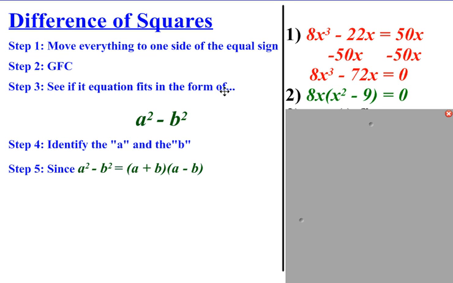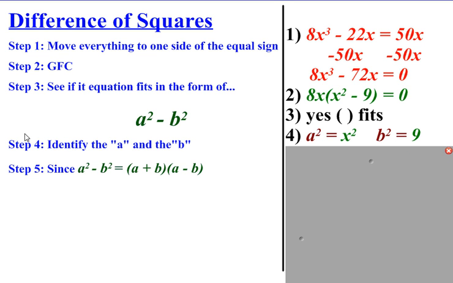See if the equation fits into the form of a squared minus b squared. We said that it does inside the parentheses here. X squared is our a squared, and minus 9 is our b squared. So yes, it does fit. Step 4 is identify the a and b. If a squared is equal to x squared and b squared is equal to 9, then a is just equal to x, and the square root of 9 is 3. So b is equal to 3.